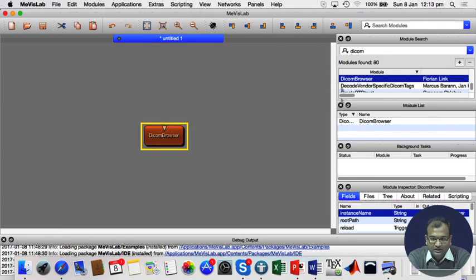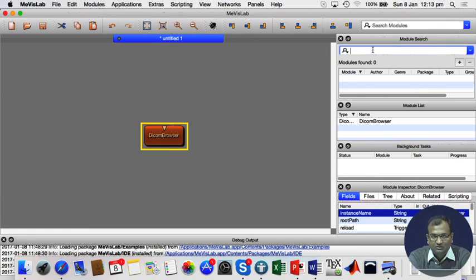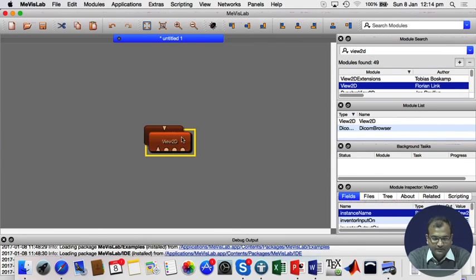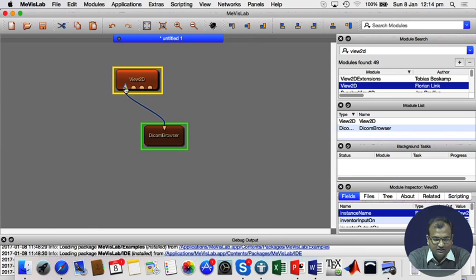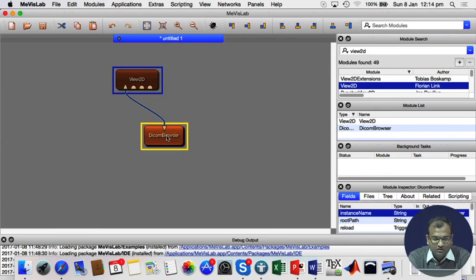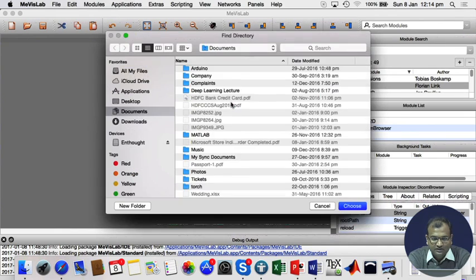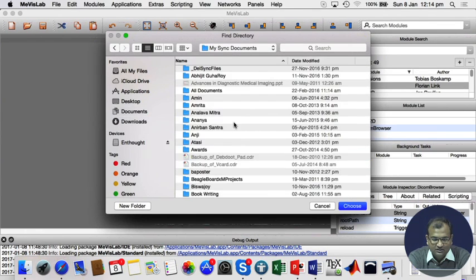Now this is a graphical programming equivalent. Once I am able to open my DICOM image, the next thing is I want to see it, so I need some sort of a viewer. Here we have different sorts of viewers, 2D viewers and 3D viewers. I am just going to use a 2D viewer, which is called View2D. Next the signal has to be connected, so I click and drag and drop it there. Good. Now on my DICOM browser I need to select my directory. So you can click on browse and go to wherever you have downloaded your DICOM files. Mine are somewhere over here.